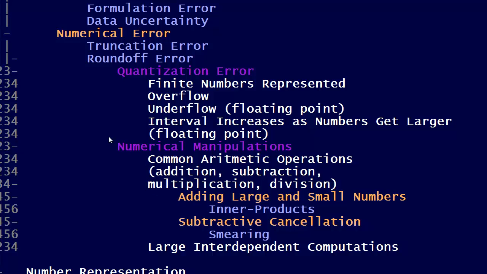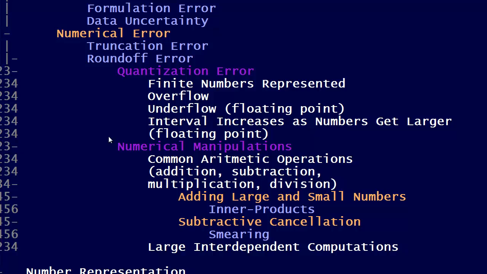In particular, we're going to point out the fact that adding large and small numbers causes problems. One particular example of that the book talks about where that can come into play is when you're calculating inner product. We have subtractive cancellation.